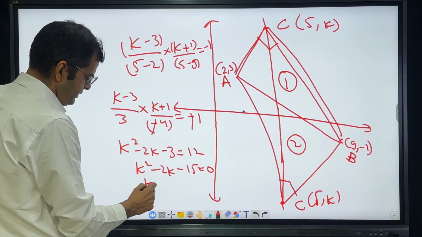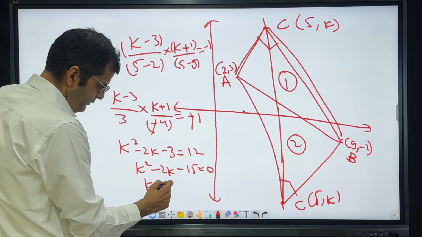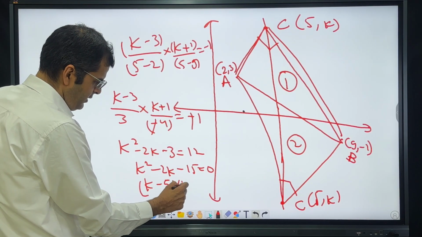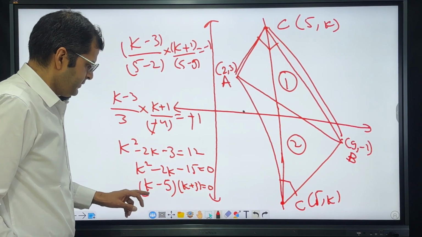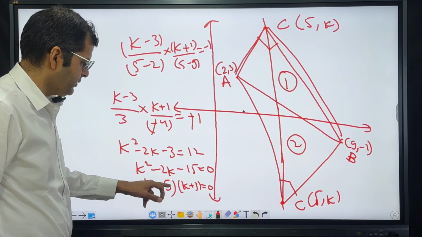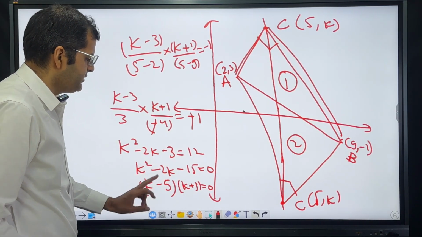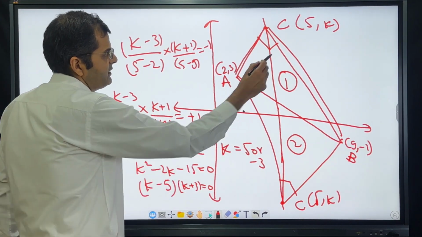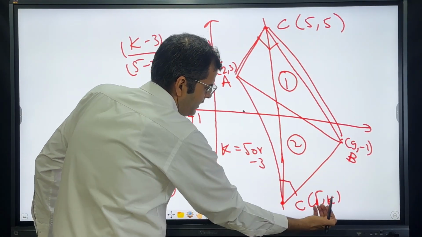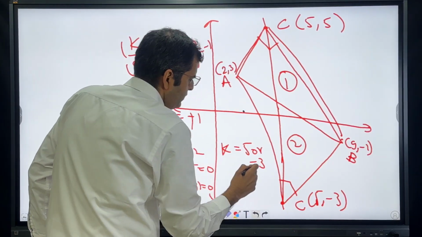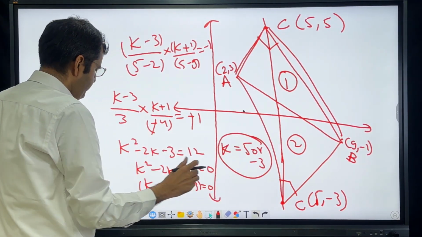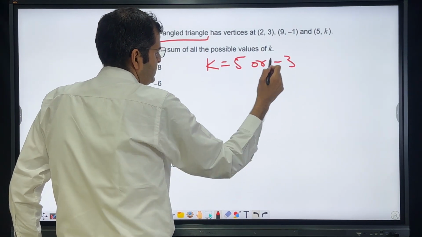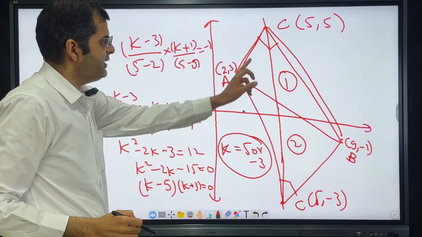So if I solve this quadratic, this will be (k minus 5) into (k plus 3). 5 times 3 is 15. Yeah, (k minus 5) into (k plus 3) is equal to 0. That is k square plus 3k minus 5k is minus 2k minus 15. So I get k as 5 or minus 3. So this point will be (5, 5) and this point will be (5, -3). So I have two values of k already. I have to find the sum of all possible values of k. So two possible values of k are 5 or minus 3. This is when I am getting a right angle at C.